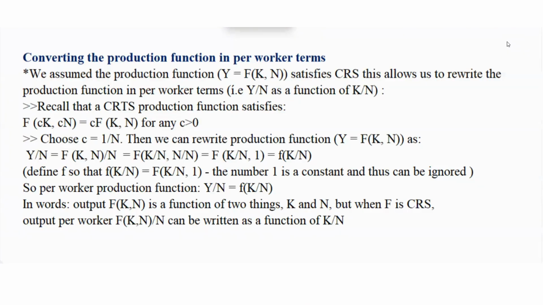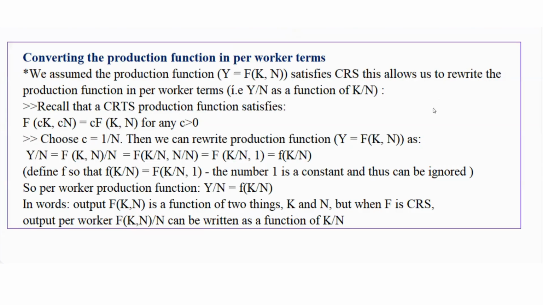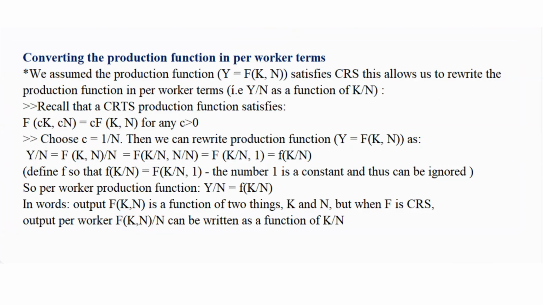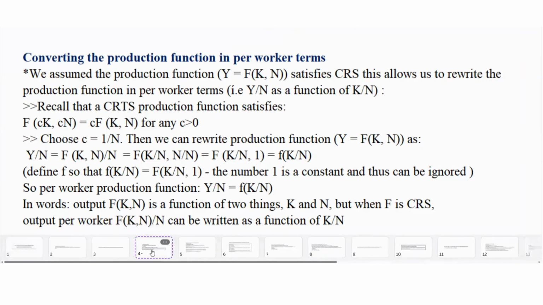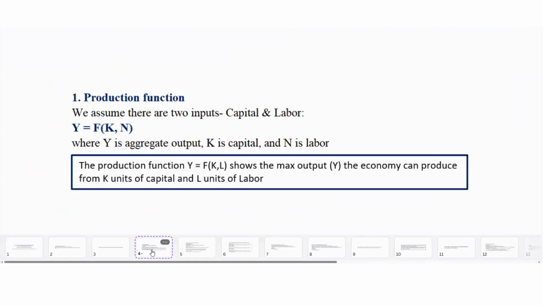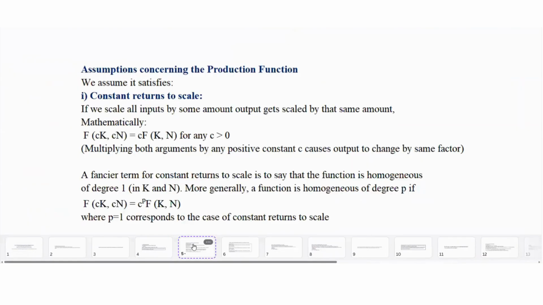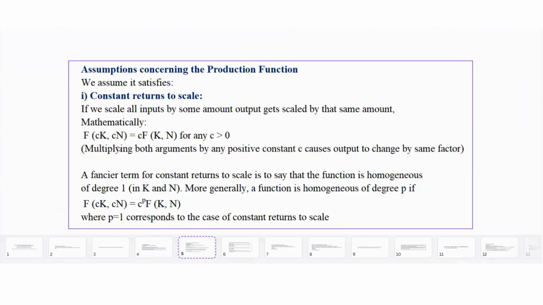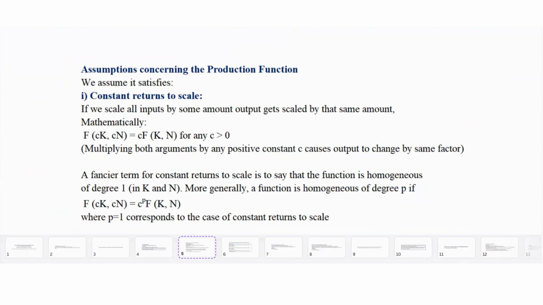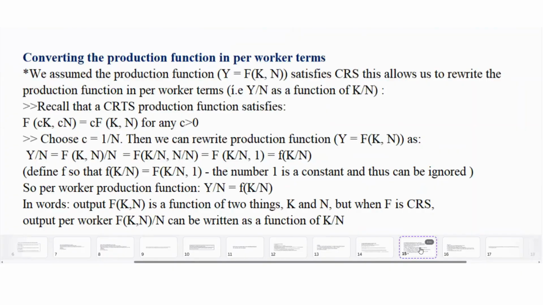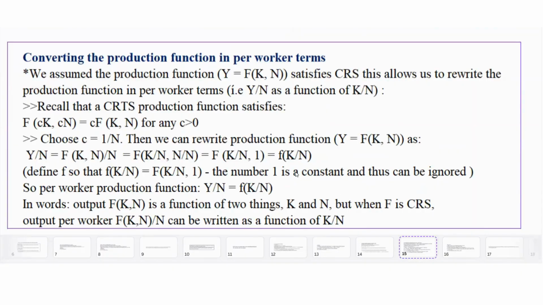The idea is that the production function Y = F(K, N) satisfies constant returns to scale, where we talked about what constant returns to scale is: if we scale all inputs by some amount, output gets scaled by that same amount. So multiplying both arguments by any positive constant c causes output to change by the same factor. So we have assumed the production function satisfies this property known as constant returns to scale.